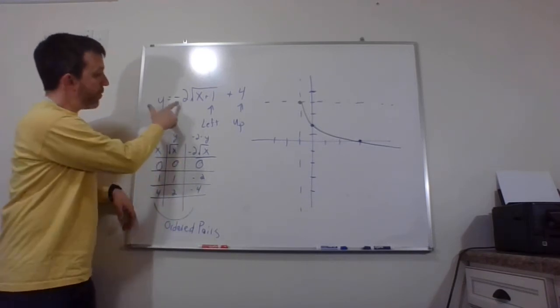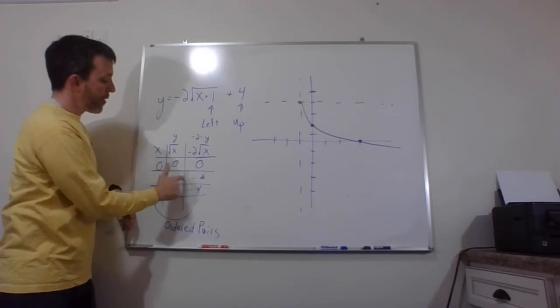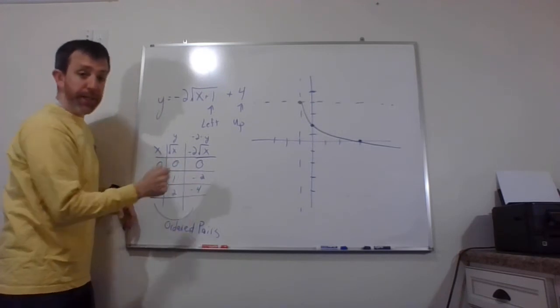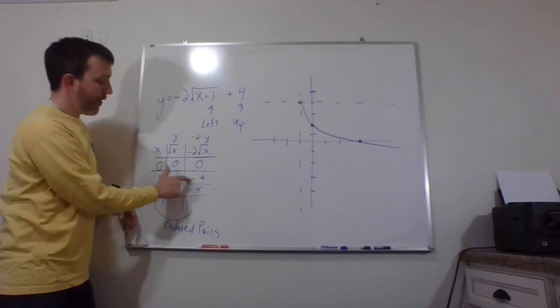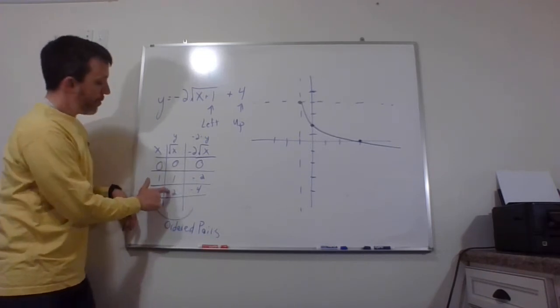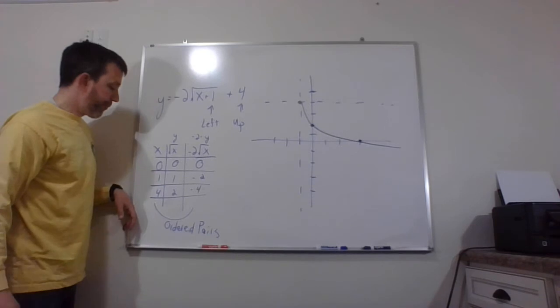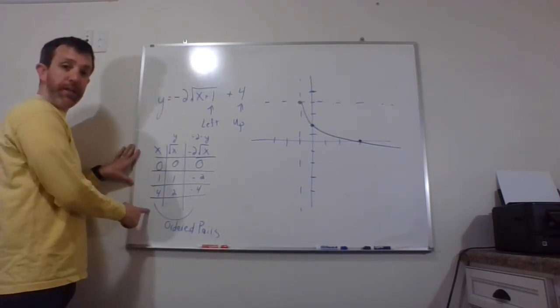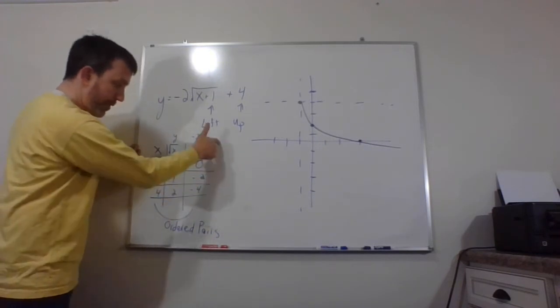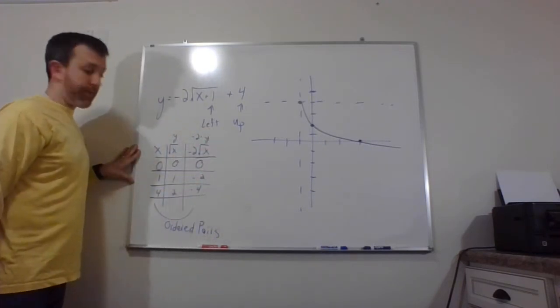So with that -2, all I'm going to do is multiply all these y values by -2. So 0 times -2 is still 0. 1 times -2 is -2. 2 times -2 is -4. So my ordered pairs now are these x values that I plugged in and these -2 times y's that I have over on the other side.